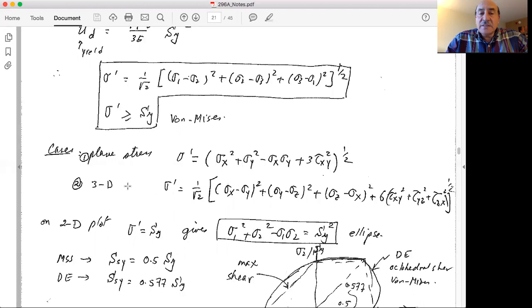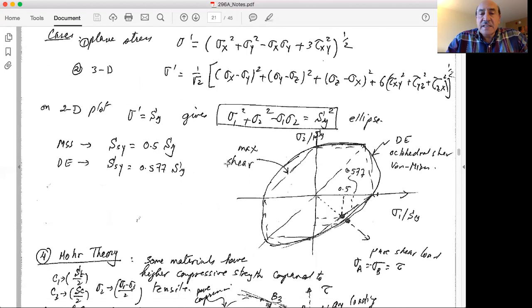Under triaxial conditions, we have a longer expression, but we rarely use it in class because shaft design is mainly due to torsion and bending, and even if we have an axial force, we usually end up with a biaxial stress state. So we usually use this form, and we use it to equate it to the yield stress at failure.